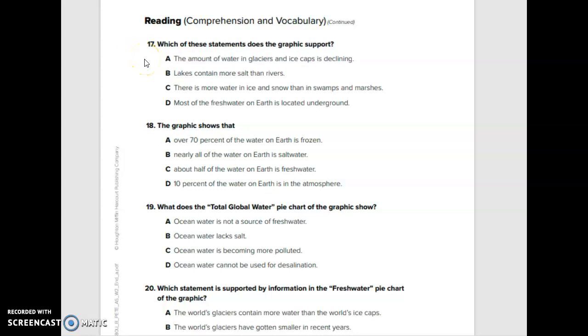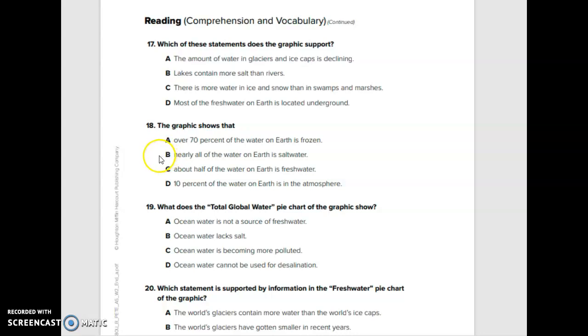A. The amount of water in glaciers and ice caps is declining. B. Lakes contain more salt than rivers. C. There is more water in ice and snow than in swamps and marshes. D. Most of the fresh water on Earth is located underground. Number 18. The graphic shows that A. over 70% of the water on Earth is frozen.